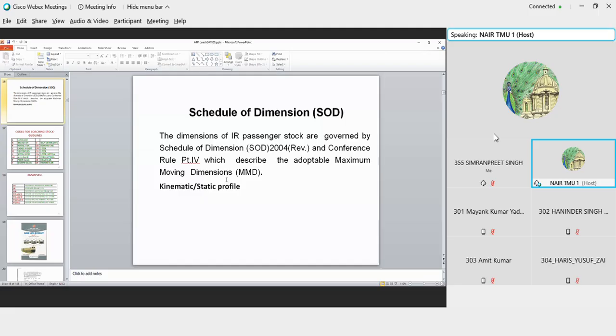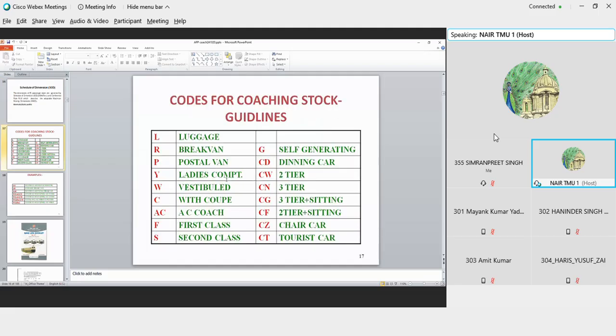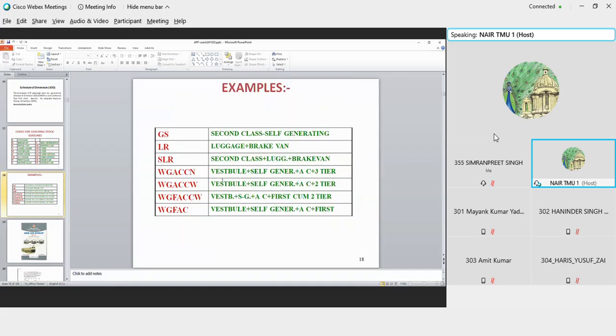Now, the coaches are also defined with some codes. Like in the locomotives, you have WDG4, WDP4, WDG3A, or WAM4. Similarly, the coaches are also in codes. Now, in railway parlance, you don't say AC2 or AC3. You would say WGACCN. Now, what does an example of a WGACCN indicate? So let us see in this example I have sent.